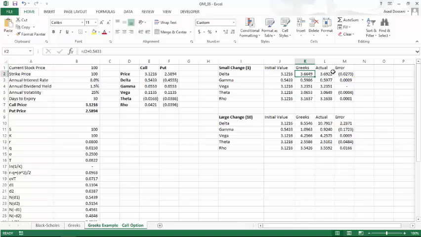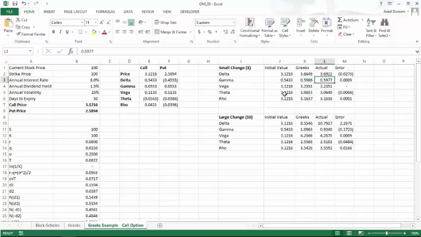And then we run a similar exercise for the other Greeks. So here for gamma, I'm asking what happens to delta when the stock price changes by 1. So how much does delta go up by when the stock price changes by 1? The initial value of delta is 0.5433. According to the Greeks, delta should go up by this 0.0553 if the stock price goes up by 1. So according to gamma, the new delta should be 0.5986.